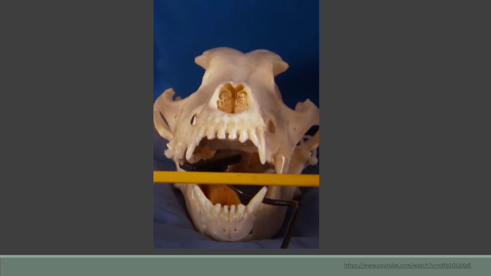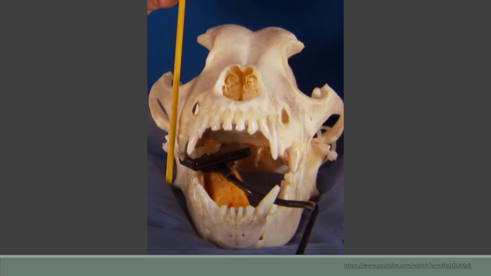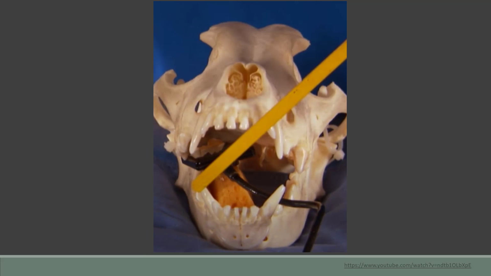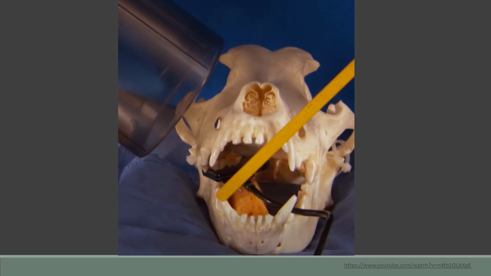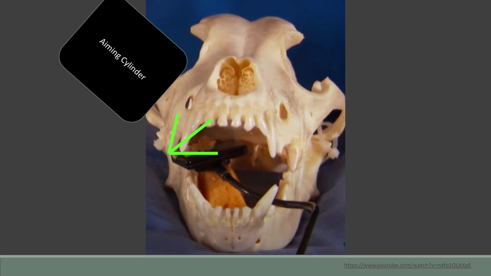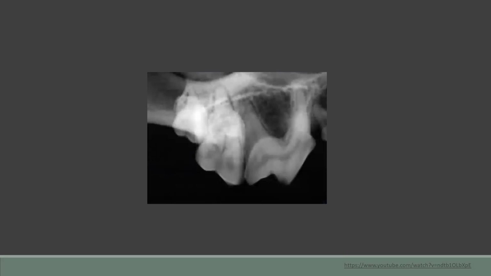For imaging the fourth premolar and molars, the sensor is placed in the mouth in this plane. The plane of the tooth roots is this plane, making this the bisecting angle. The aiming cylinder is brought perpendicular to the bisecting angle. Now, to image the distal root of the fourth premolar and the neighboring teeth, center the beam between the fourth premolar and the first molar. This is an example of the type of image that this technique would produce.